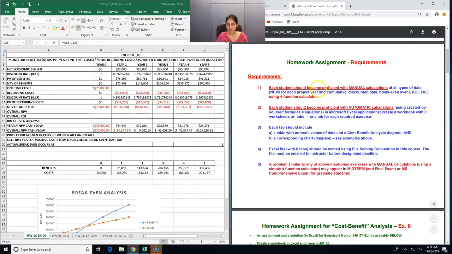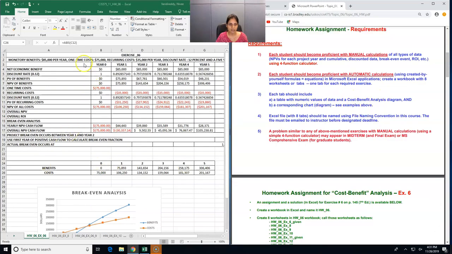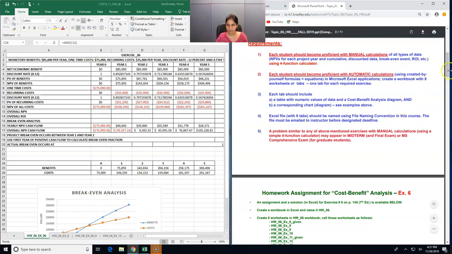Each student should become proficient with manual calculations, so as to manually calculate all these values, and also to become proficient with automatic calculations. You should create an Excel workbook and include several worksheets. Each worksheet, or each tab, should include a table with numeric values of data and a cost benefit analysis diagram, as well as a break-even analysis diagram.